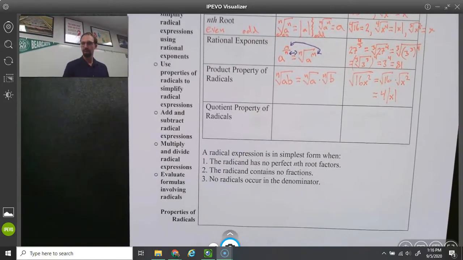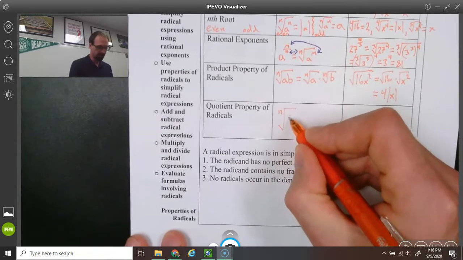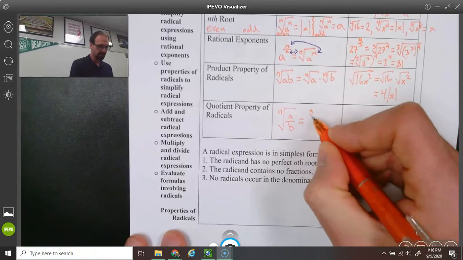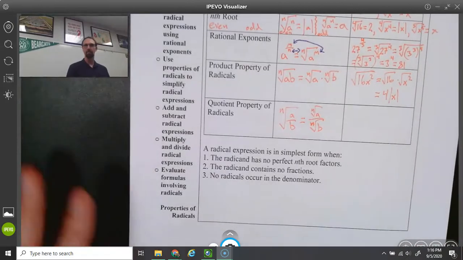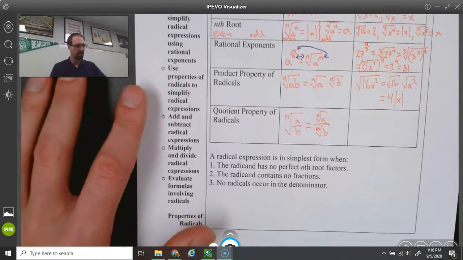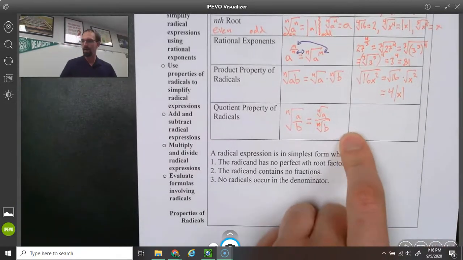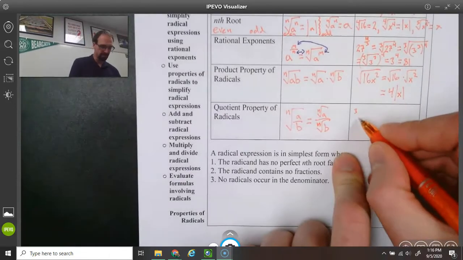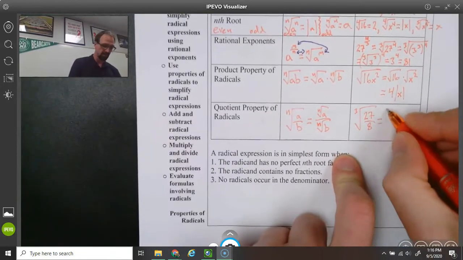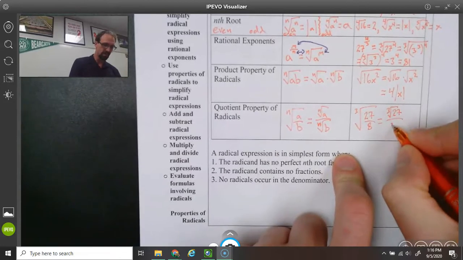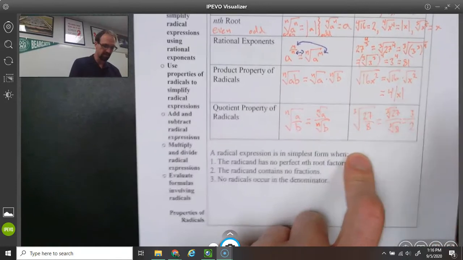The quotient property of radicals, similar, but now we're saying if I have the nth root of a divided by b, it's the same as the nth root of a divided by the nth root of b. We'll also talk about how we rationalize the denominator no matter what. No matter what any other teacher tells you, we always rationalize the denominator, always. Example of this, if I have the cubed root of 27/8, what you can do is take the cubed root of 27 divided by the cubed root of 8. We can simplify both of these. Cubed root of 27 is 3, the cubed root of 8 is 2, so we end up with 3/2.